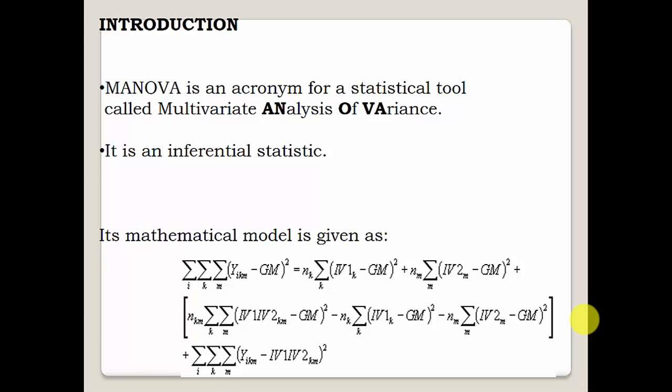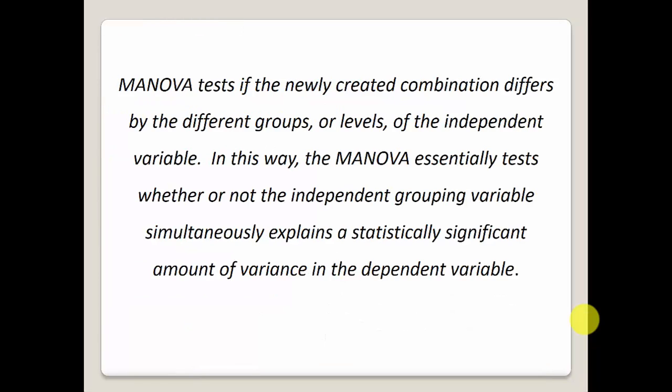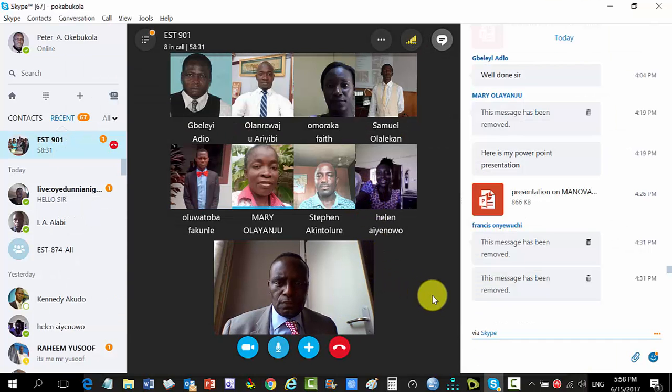Having the background of MANOVA: MANOVA is an ANOVA with two or more continuous response variables. It has a one flavor and a two flavor. What distinguishes the one-way MANOVA and the two-way MANOVA is the factor variable involved in it. Now let's move on to the next slide.